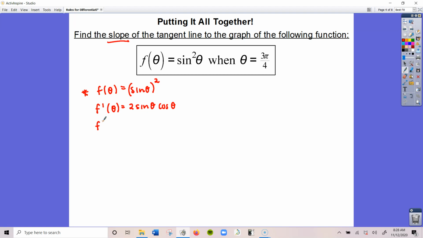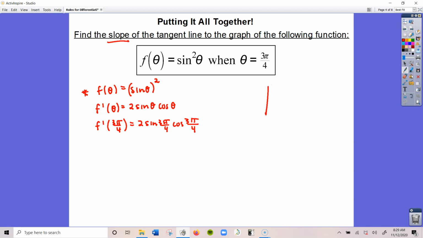So now I need to plug in f prime of 3 pi over 4, which is going to equal 2 sine of 3 pi over 4 times cosine of 3 pi over 4.